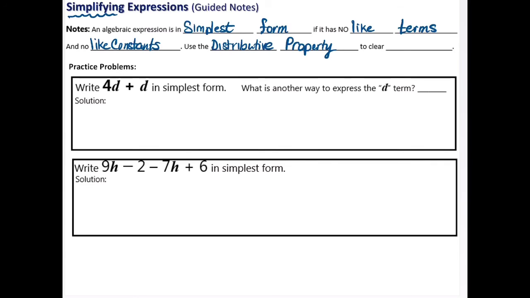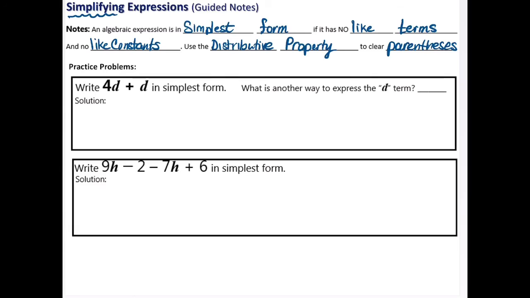So an algebraic expression is in what we call simplest form if it has no like terms, and no like constants, which are the same thing as like terms, but I'll put that in there. And then use what we call the distributive property to clear parentheses.